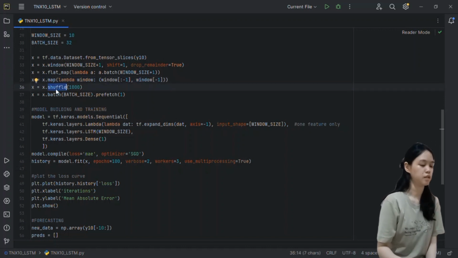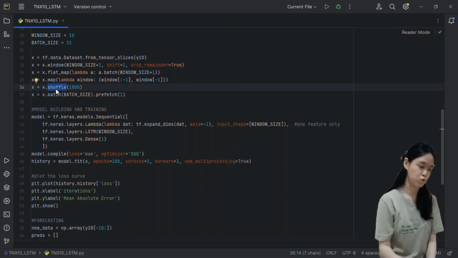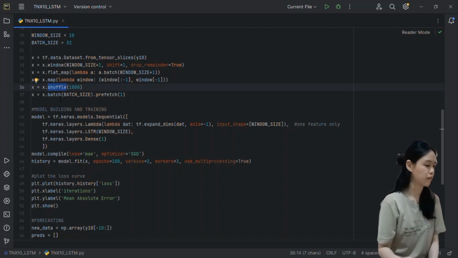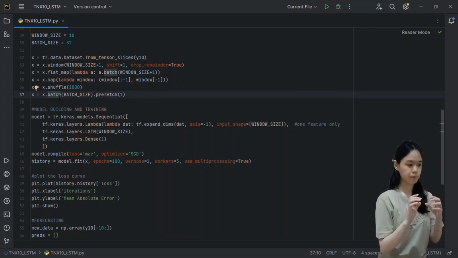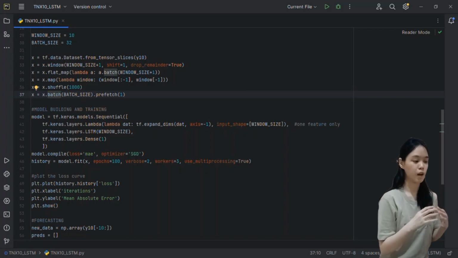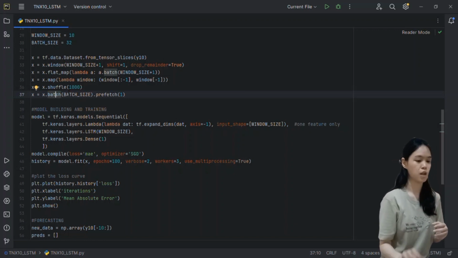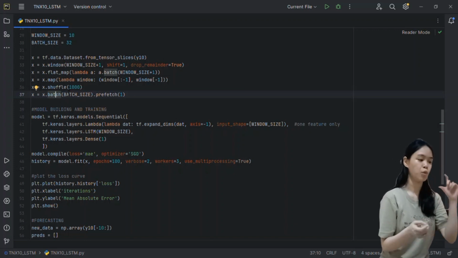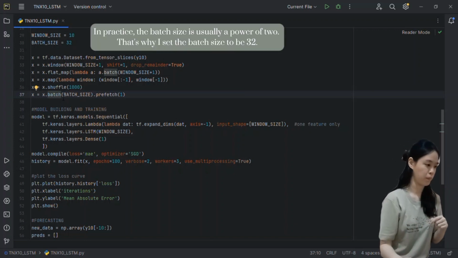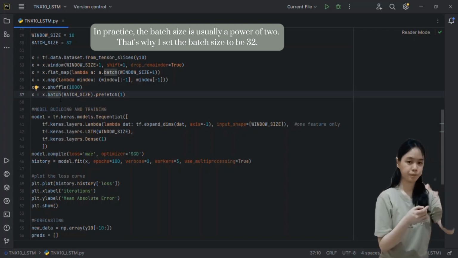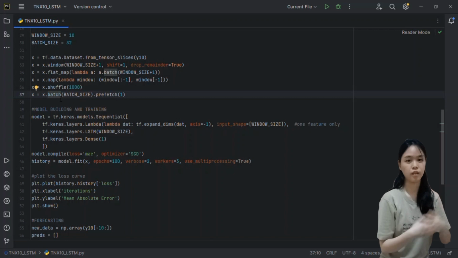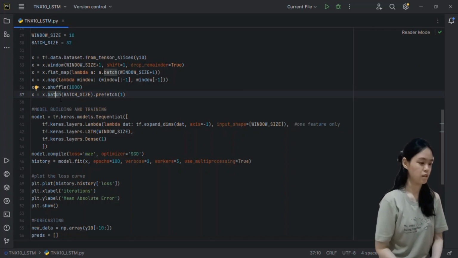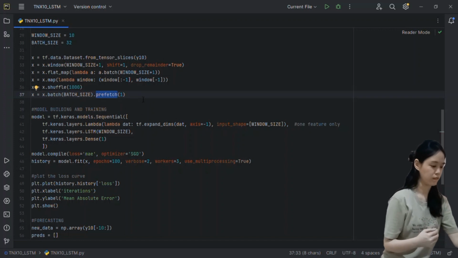Okay, so shuffle here. It's good practice to shuffle our dataset to avoid bias. And then lastly, we have batch and prefetch. Up until line 36, we have a huge dataset. Now we want to batch it with batch size 32 so that the training would be easier. TensorFlow would batch it for us. And then prefetch here is also to aid training, to make it faster.